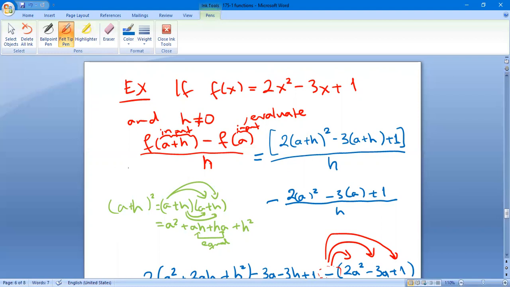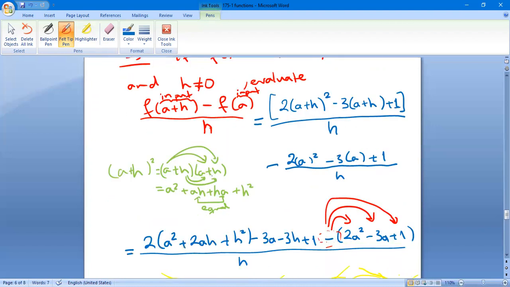We first remember that a plus h is an input, and we plug it into the function, which gives us this first expression written in blue: 2 times (a plus h) squared minus 3 times (a plus h) plus 1, all over h. And then if we input a into the function, we get 2a squared minus 3a plus 1, divided by h.